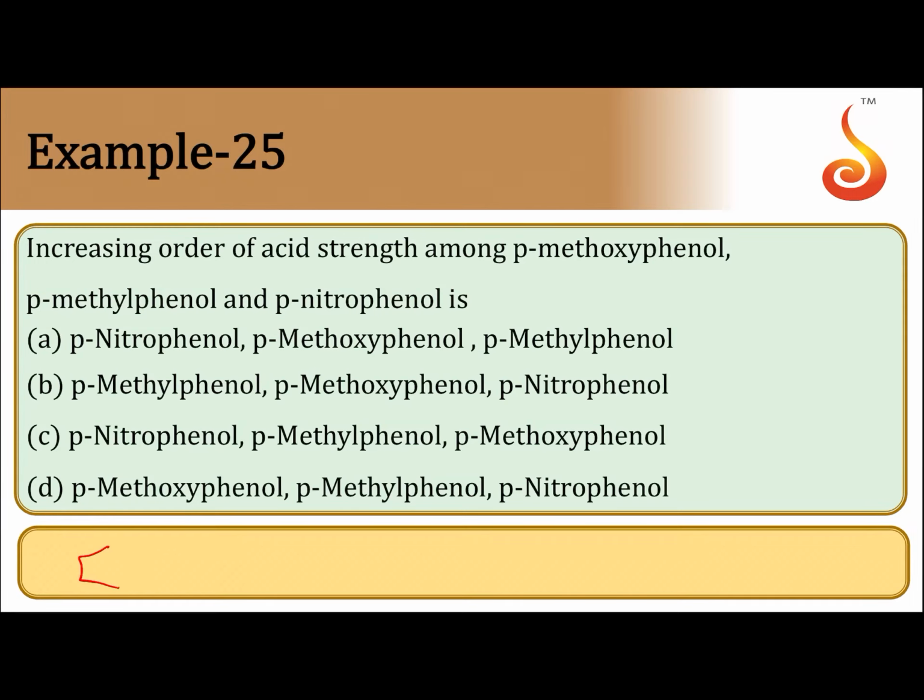Okay, phenol dissociates to give phenoxide ion and H plus ion. If phenoxide ion is stable, then phenol will be more acidic.